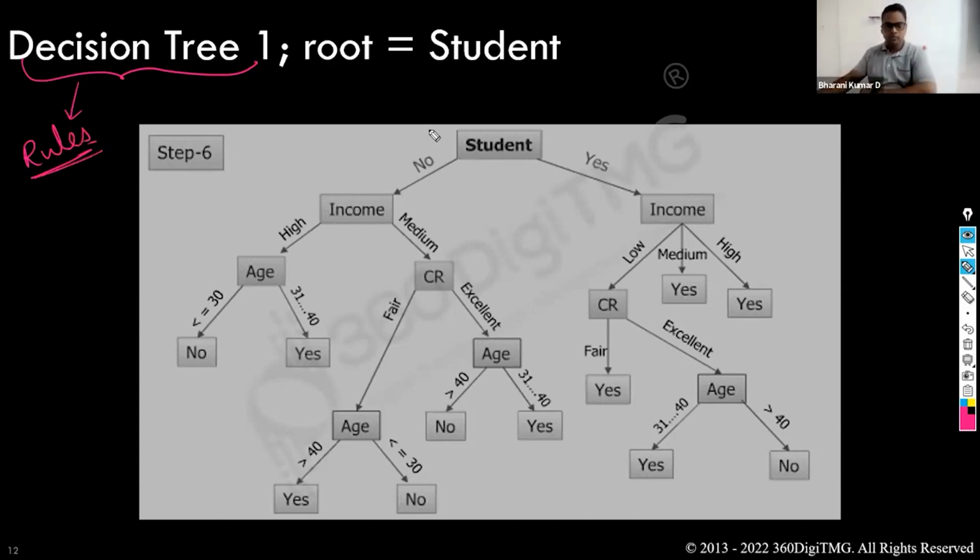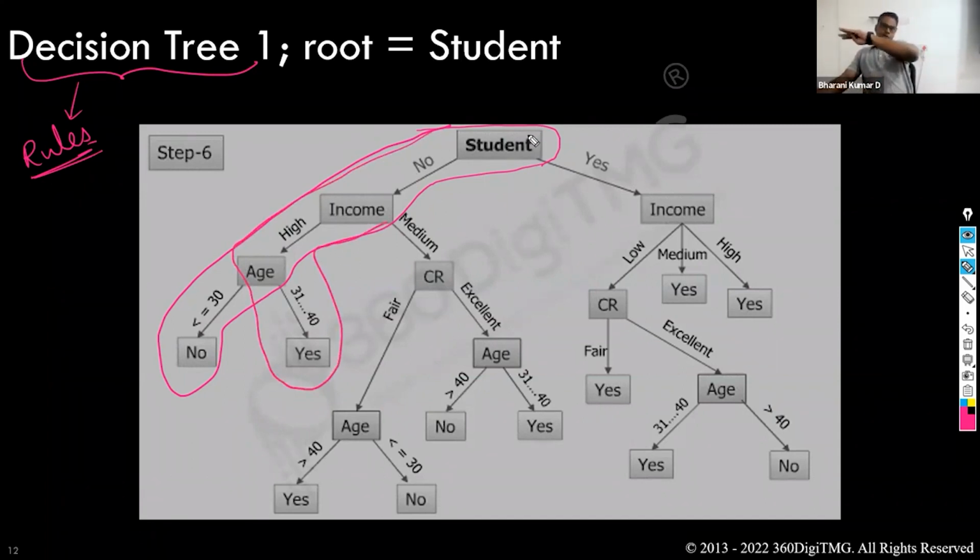Decision rules. For example, if the person who entered your shop is not a student, if the income is high, if the age is less than or equal to 30, would that person buy a computer? No. If the person who entered your store is not a student, income is high, age is 31 to 40, would that person buy a computer? Yes. So every branch, this is a tree. Trees are what? Branches. So every branch would be called one rule.